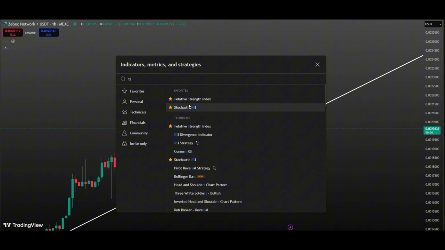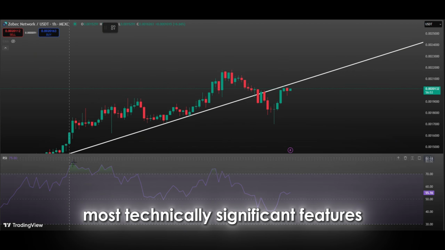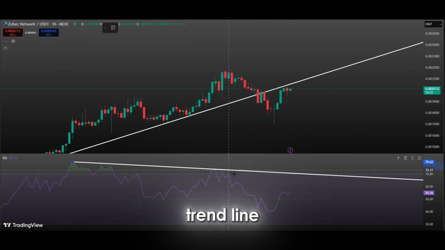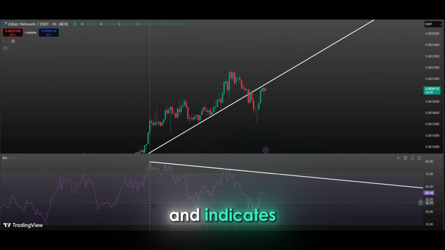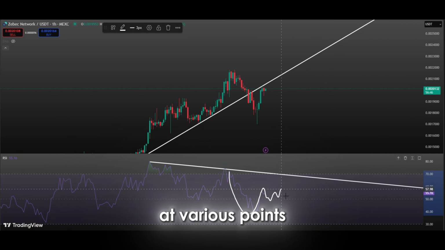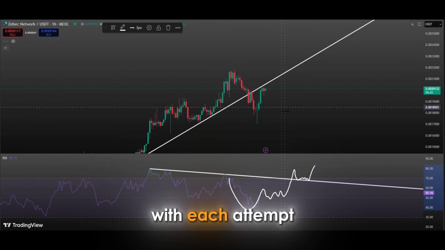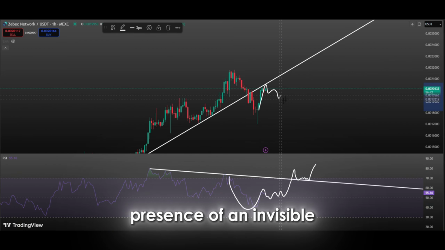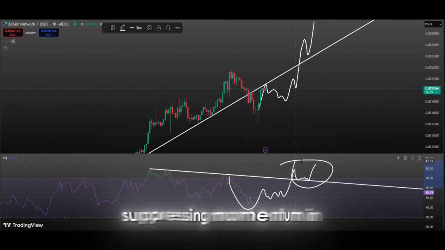When closely examining the RSI indicator, one of the most technically significant features is a descending trend line. This trend line has been drawn through the recent RSI peaks and indicates that the indicator has generally been under pressure. In other words, although the RSI has attempted upward moves at various points, it has repeatedly failed to break above this trend line and has been turned back from lower levels with each attempt. This suggests the presence of an invisible yet influential resistance that has been suppressing momentum in the market.